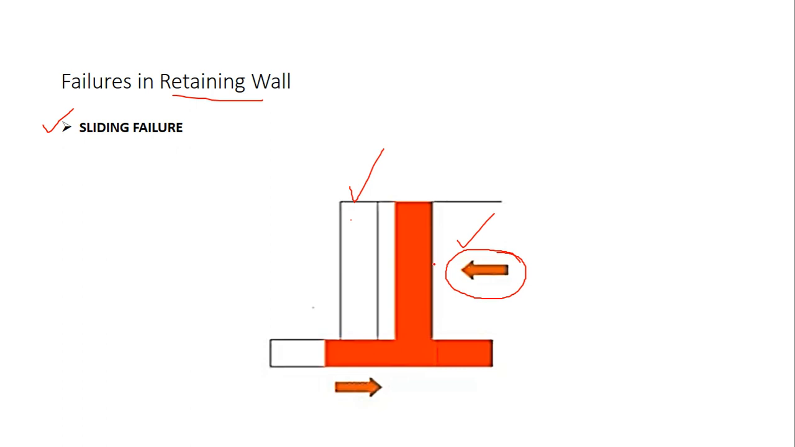Now this sliding force is actually prevented or resisted by a frictional force acting at the bottom. This is the frictional force acting at the bottom which will counteract the active earth force or the disturbing force. So this is how sliding failure takes place. If my resisting force or the frictional force is not large enough, then the retaining wall will ultimately slide and I will be having a sliding failure.